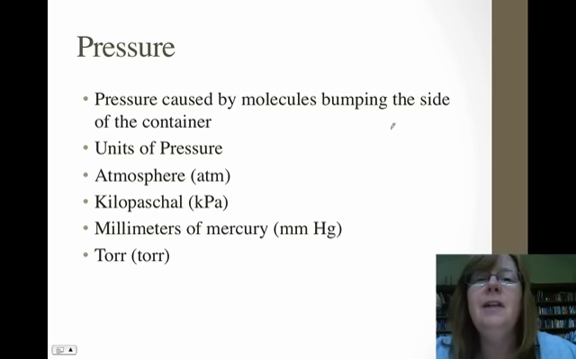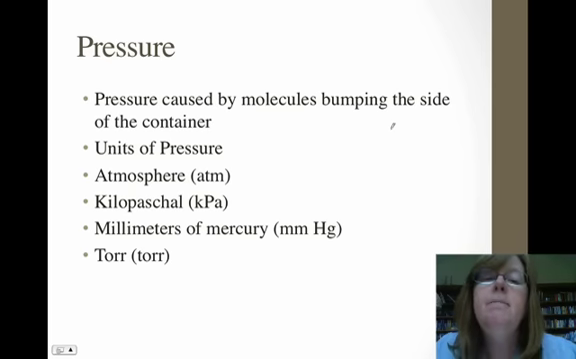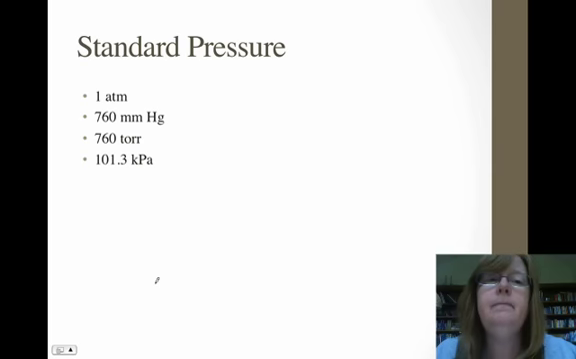Now, unfortunately, there are a lot of different units of pressure, and it's best if you recognize all of them. The units are atmospheres, and the abbreviation is ATM, kilopascals, kPa, millimeters of mercury, and it's mm, and then the Hg for mercury, and torr is another unit of pressure. It's good to be able to recognize all of these as pressure units.